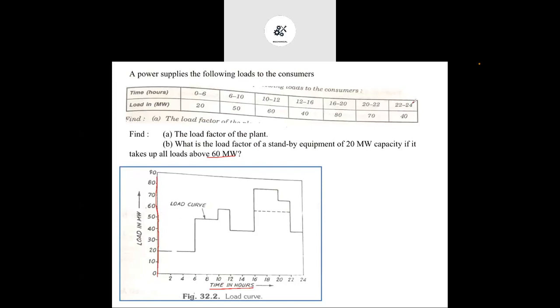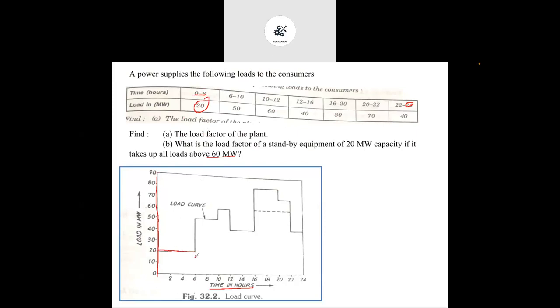So first of all, draw the load curve. A simple load curve. On the y-axis there is the magnitude of the load, and on the x-axis there is the time in hours. The total time is up to 24 hours, so 0 to 24 hours is the timeline. On the load curve, you can see the maximum load we get is 80 megawatts, so we are taking up to 90 megawatts on the y-axis. Now simply draw the load curve.